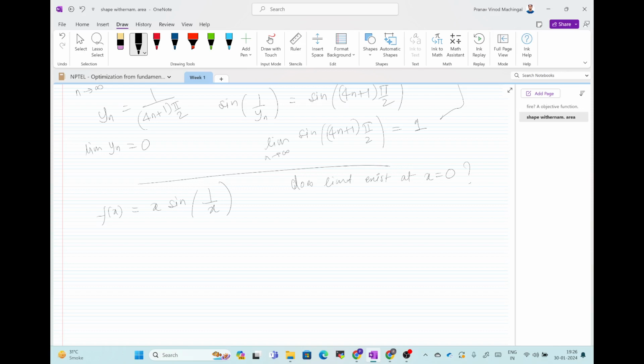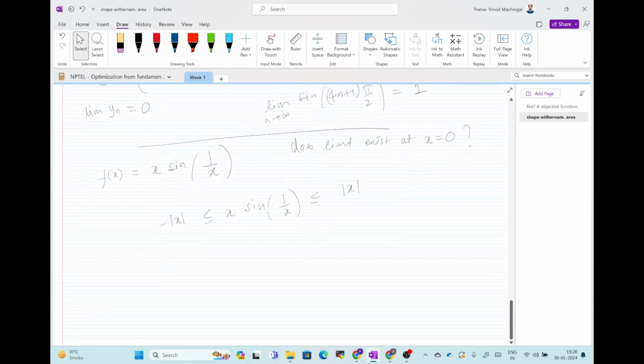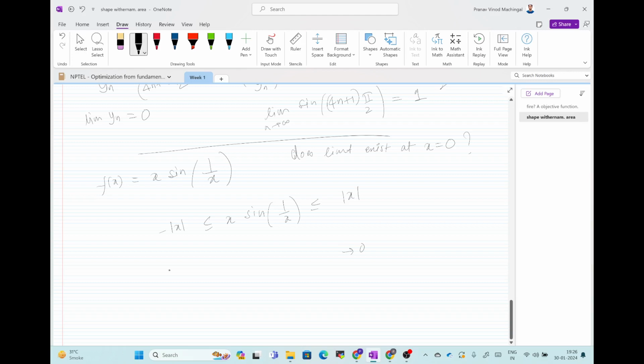So sine is bounded, that means this x sine 1 by x is bounded between, and this limit goes to 0. This limit also goes to 0. So automatically this will also go to 0. Yeah.